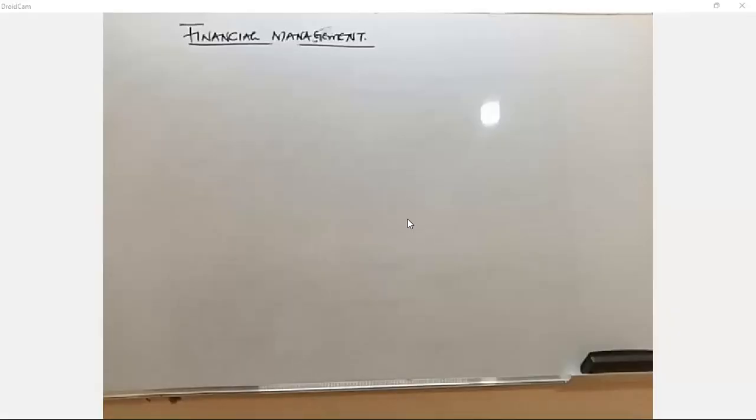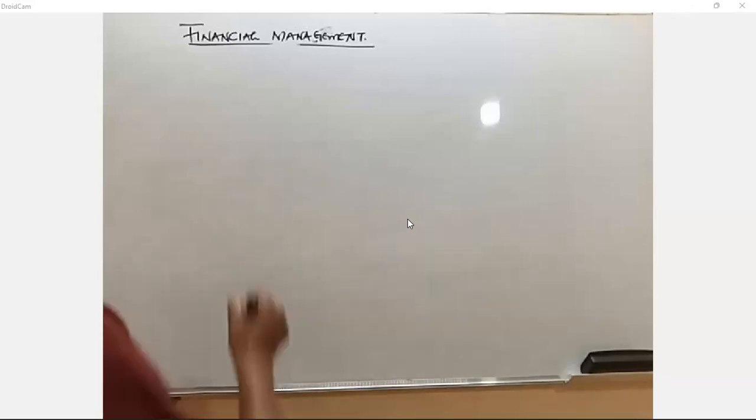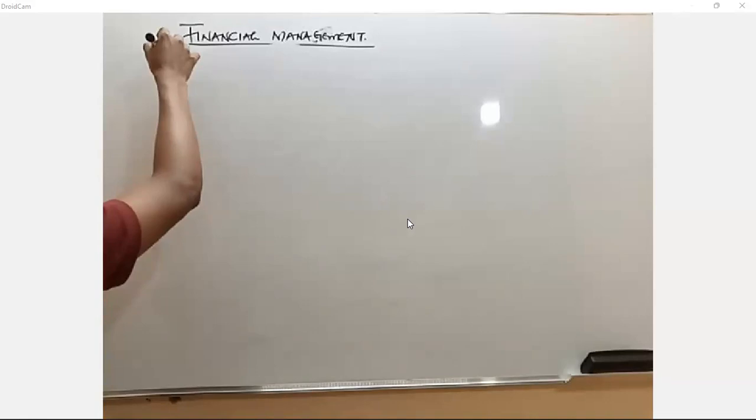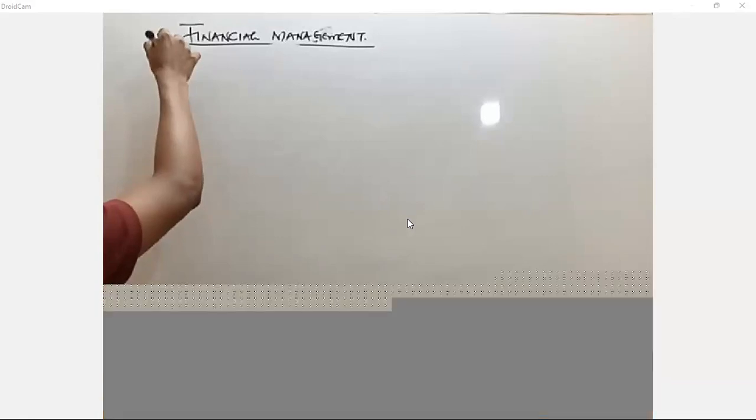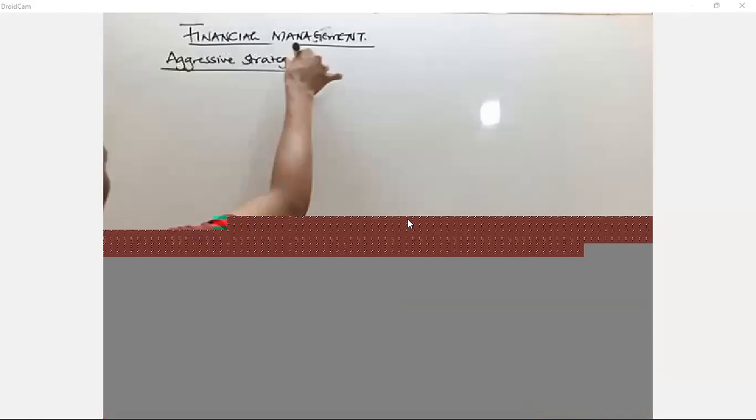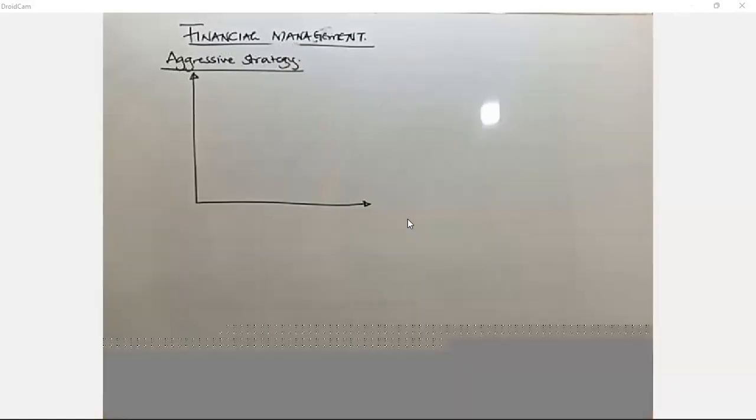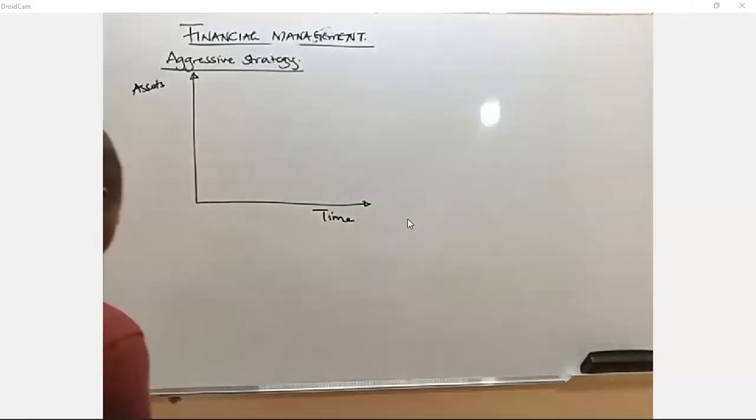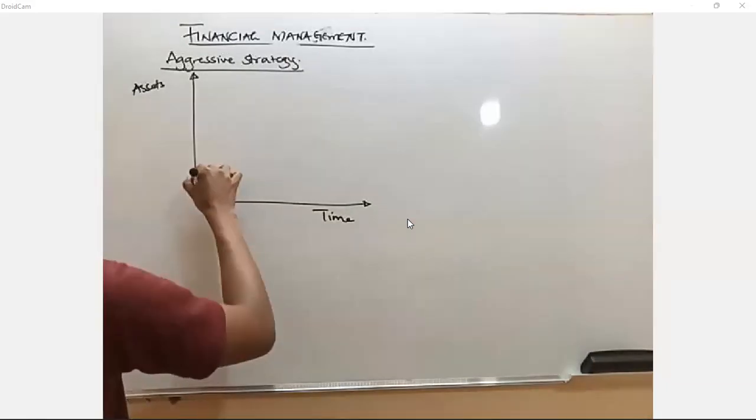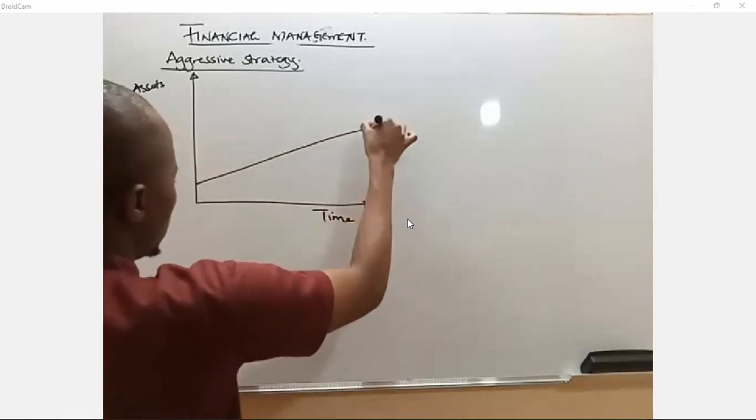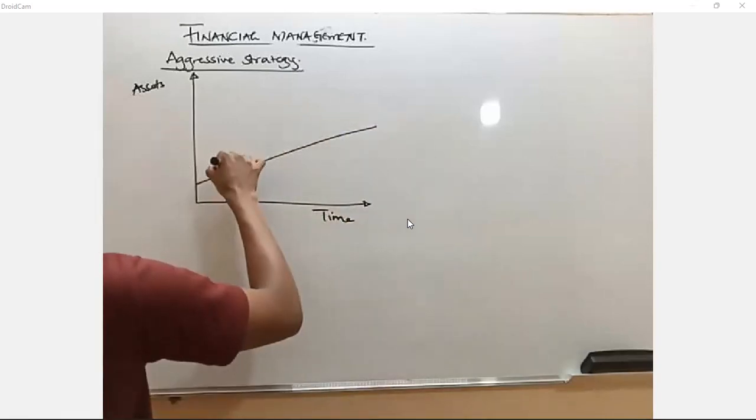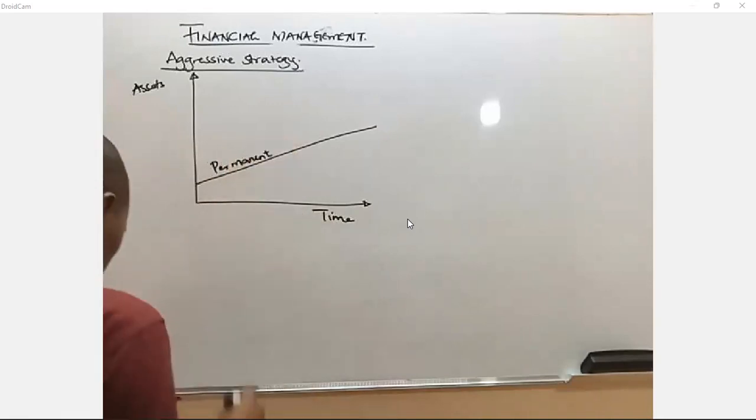The aggressive strategy normally looks like this. I'm not good at drawing. Under the y-axis, we place our assets, and here we place our time. In this case, we are comparing the permanent working capital, the permanent current assets. It normally runs from the y-axis, not from the origin. This is what we call the permanent current assets.